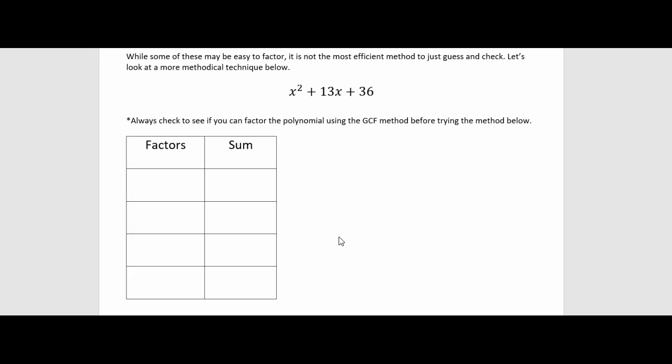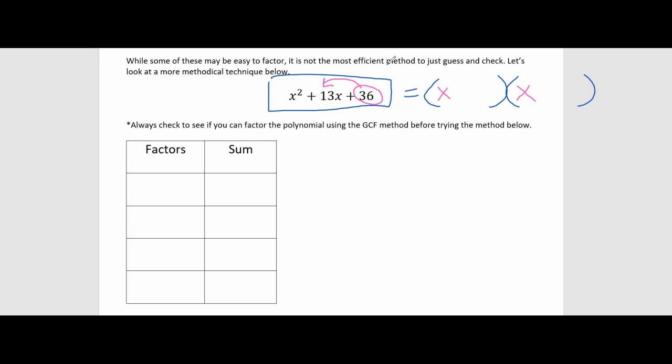Okay. So our goal is to break this trinomial up into a pair or a product of binomial factors. So what we're doing is we're looking for factors of 36 that add to 13. We already know that it's going to be x and x to start with. Now we just need to figure out what our other numbers are. Are they positive? Are they negative? And what the actual value of the numbers are.